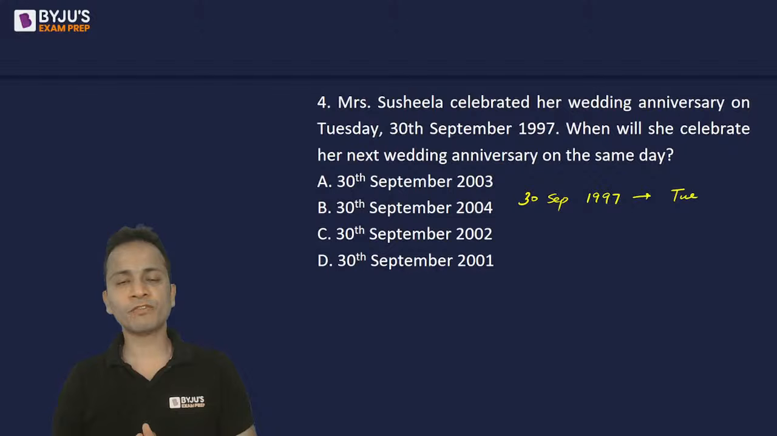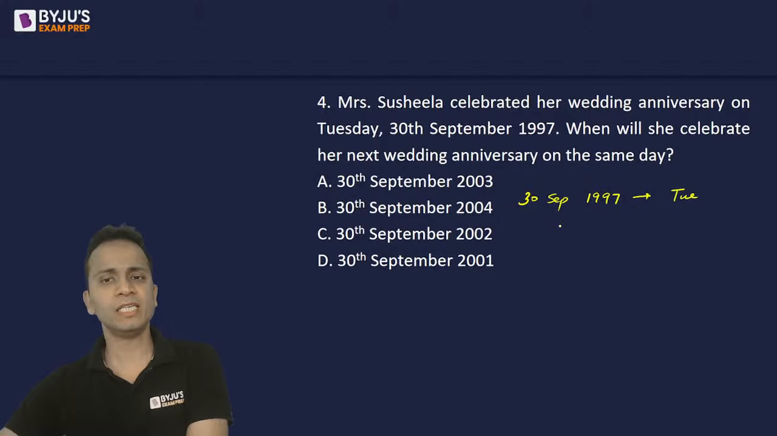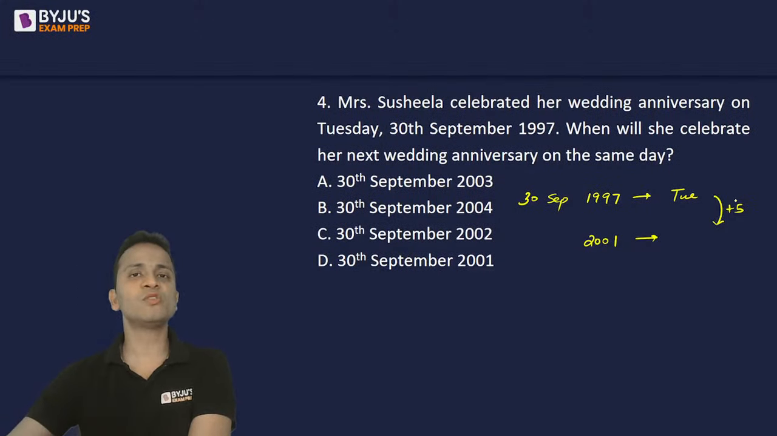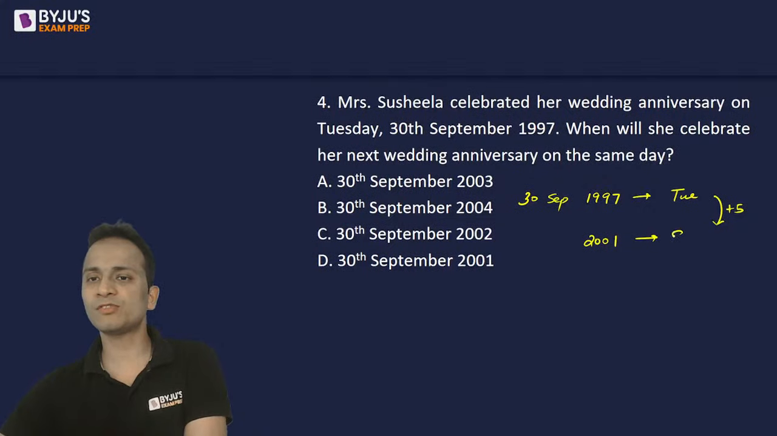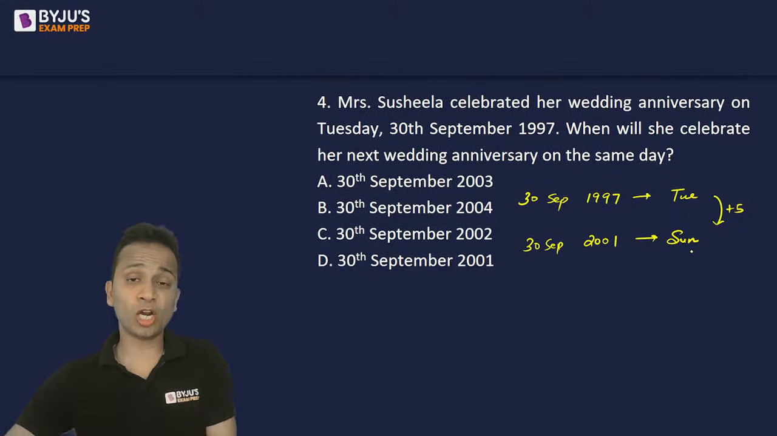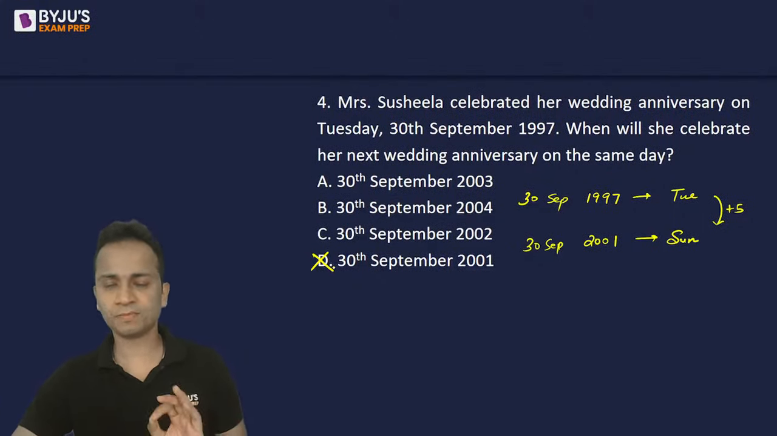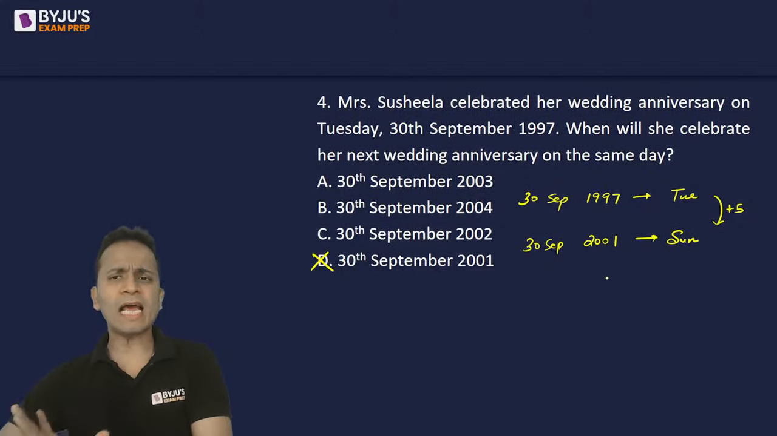So in repetition of calendars, if you directly add 4 years, it will save your time. On the first step, just add 4 years. So 1997 plus 4 years will be 2001, and here 5 will be added, right? 4 consecutive years will have 5 odd days. So Tuesday plus 5 is a Sunday. So 30th September 2001 is a Sunday. It is not a Tuesday. So definitely 2001 answer nahi hoga. Theek hai? Okay. Now start adding 1 year.